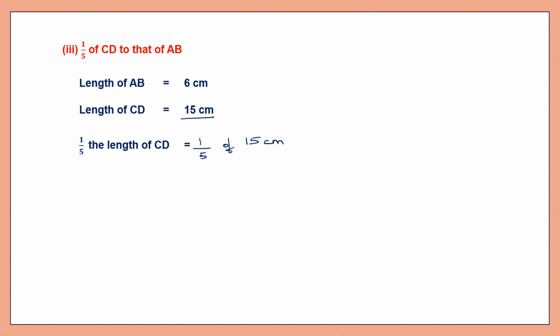1/5 of 15 means 1 by 5 into 15. So this is 15 by 1. Now let's cancel 5 and 15. 5 1s are 5 and 5 3s are 15. Now we can multiply the numerators. 1 into 3 is 3, and in the denominator we have 1 into 1, that is 1. This is 3 by 1 centimeters, or simply 3 centimeters.